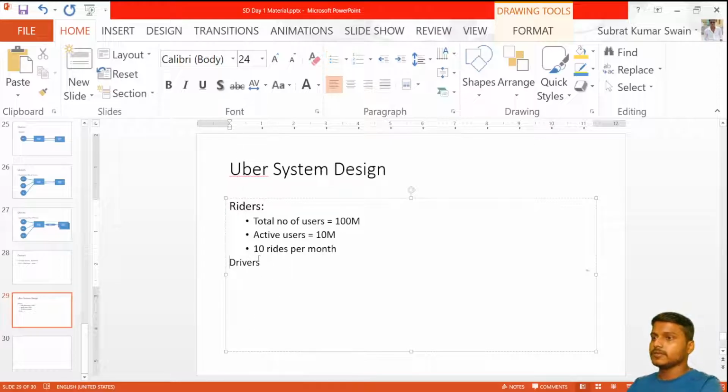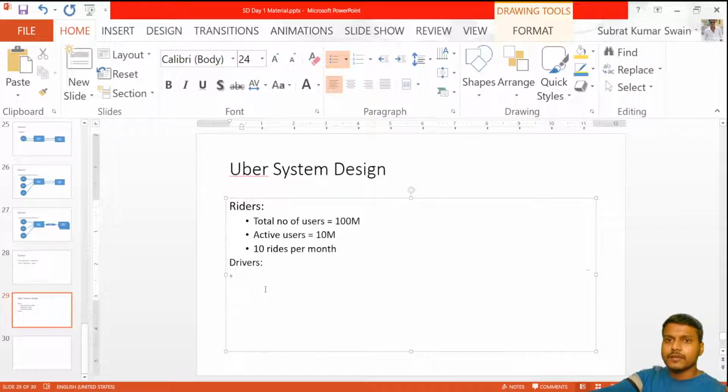Fine. So this is drivers. Coming to the drivers, how many drivers would be there? I'm just taking some rough numbers, guys. Total number of riders is, let's say, 100 million. Active users is let's say 10 million, and a particular user is booking roughly 10 rides per month.